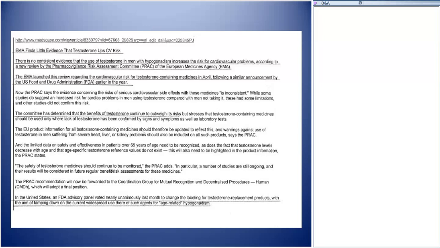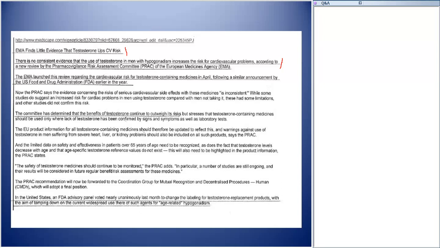Well, the EMA probably did just the opposite. The EMA, which is like the European FDA, finds little evidence that testosterone ups the cardiovascular risk in men. In fact, there is no consistent evidence that the use of testosterone in men increases the risk of cardiovascular problems, according to this new review by the European Medicines Agency. So they seem to see through it, but the FDA still is obliged to explain it. The EMA launched this review regarding cardiovascular risk for testosterone medications in April, following a similar announcement by the FDA. But the committee there has determined that the benefits of testosterone continue to outweigh any risk whatsoever.